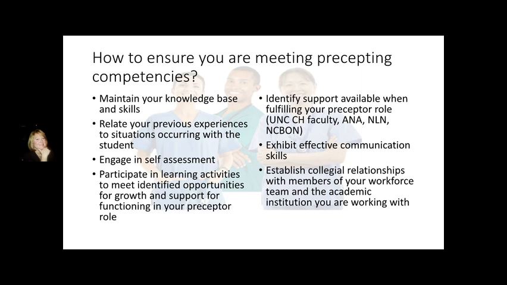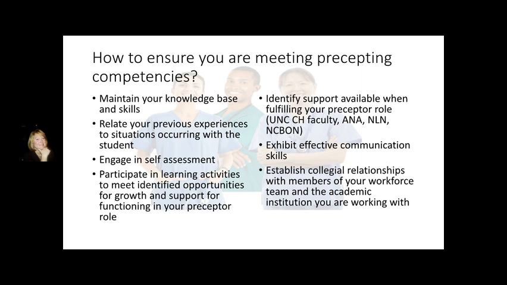You will always engage in assessing yourself and the ways that you're functioning throughout the day and whether those could be made more effective. You'll participate in learning activities to meet identified opportunities for growth and support your functioning in your preceptor role, and one of the ways that you're doing that is by listening to this voice thread. You'll identify support available for you in fulfilling your preceptor role.